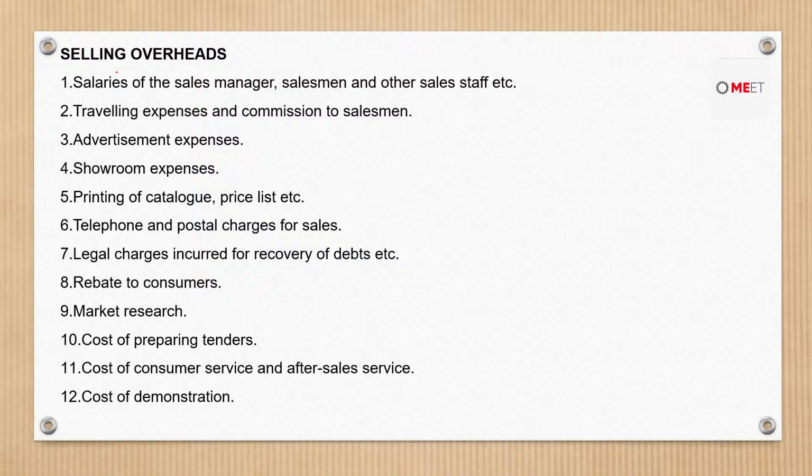Next is selling overheads. Selling overheads could include the salaries of sales managers, salesmen, and other sales staff. So, in order to sell, they will be traveling, and the traveling expenses and the commission should be given to the salesman. Along with that, advertisement, showroom expenses, printing of catalog and price list, which are part of marketing activity. Next is telephone and postal charges for the sales, legal charges incurred for the recovery of debt, rebate to customers, marketing, market research, cost of preparing the tenders, cost of consumer service and after sales service, and cost of demonstration are also included.